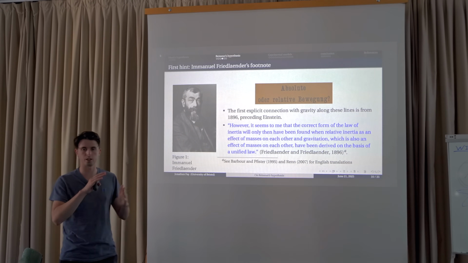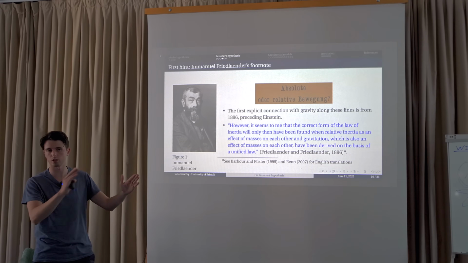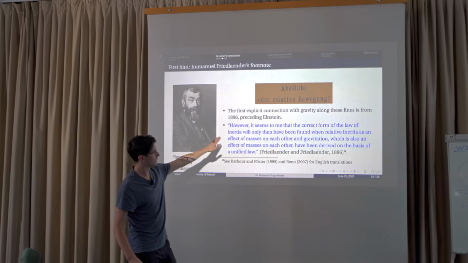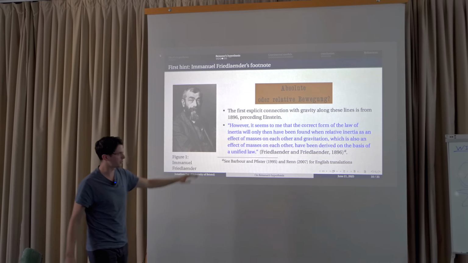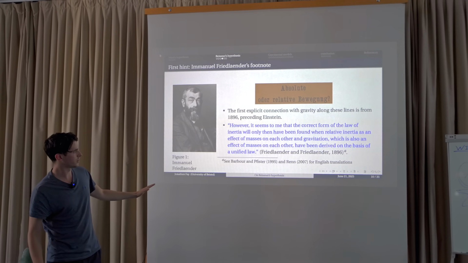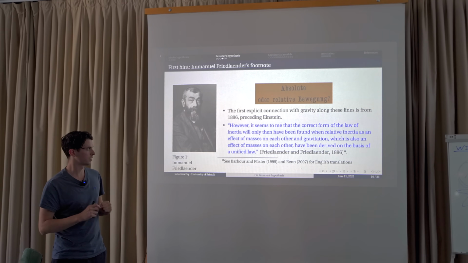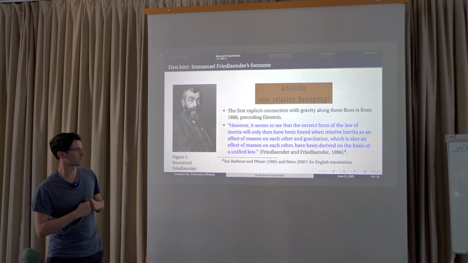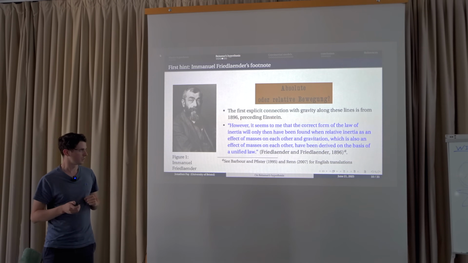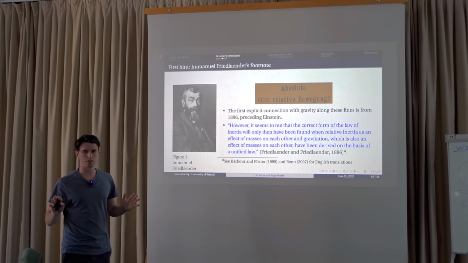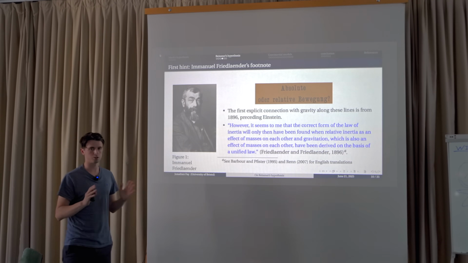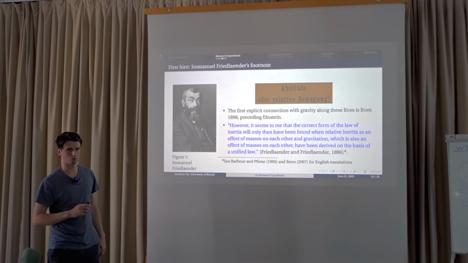In fact, he came up with the idea independently of Mach, and then his brother told him, well, actually, Mach already formulated this idea before. But he adds, "the correct form of the law of inertia will only then have been found when relative inertia, as an effect of masses on each other, and gravitation, which is also an effect of masses on each other, have been derived on the basis of a unified law." So this is the basic idea we're going to be talking about, this unification of gravity and inertia, deriving the two from the same single law.